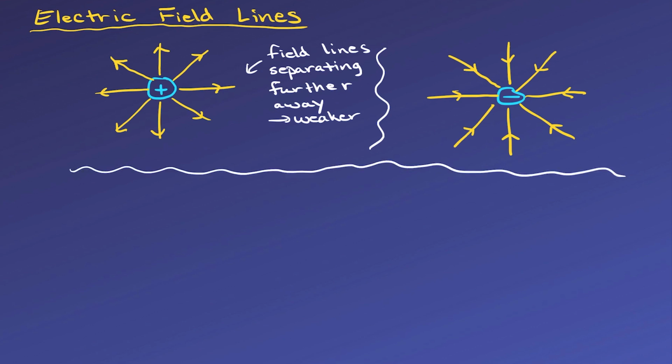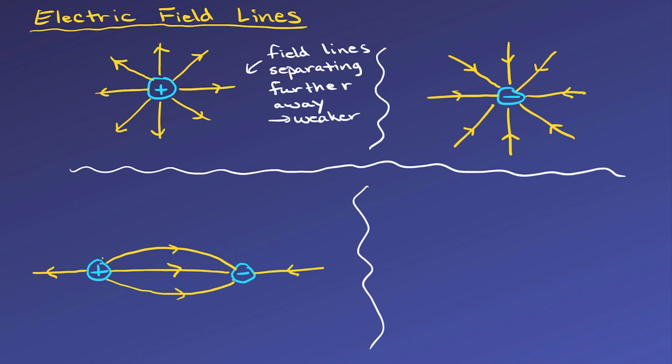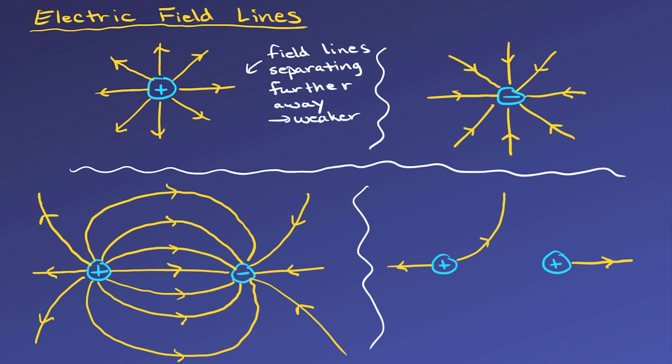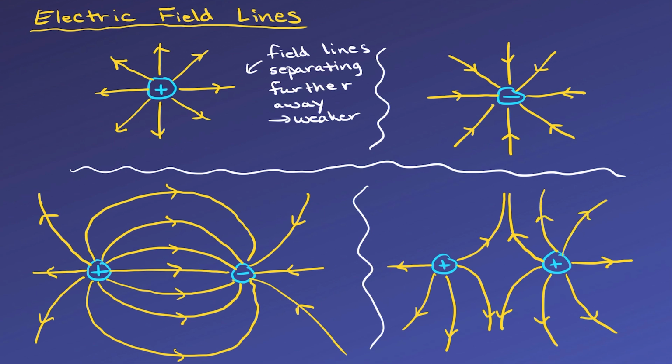If we place a positive and negative point charge next to each other, we'll get something more complicated. On the far sides, field lines will look the same, but the field lines closer to the other charge will be bent toward or away from the other charge. You can imagine the field lines trying to escape from the positive charge, but the negative charge pulls them toward it. For two like charges, say two positive charges, we get the opposite behavior. The field lines of one positive charge are repelled or pushed away from the other positive charge.